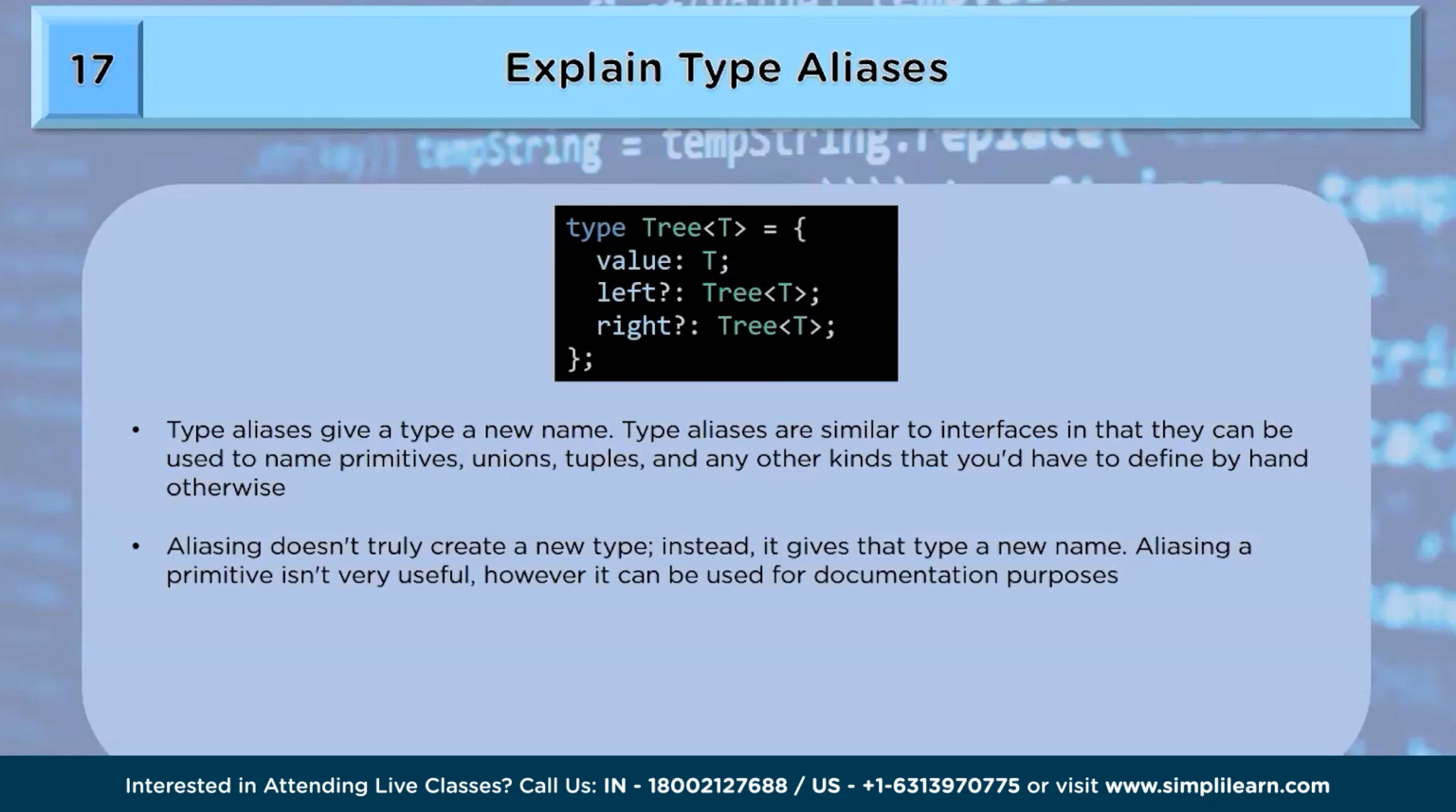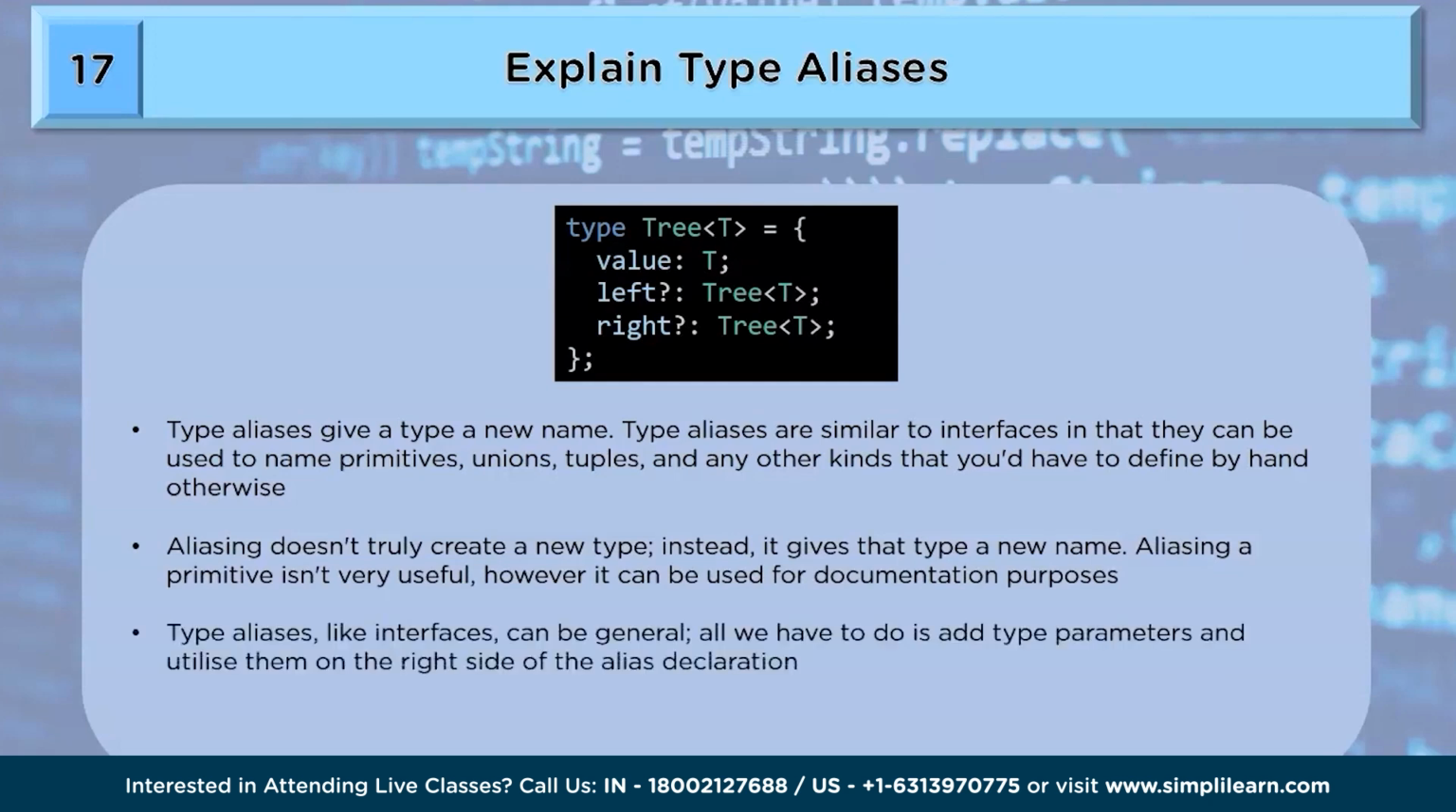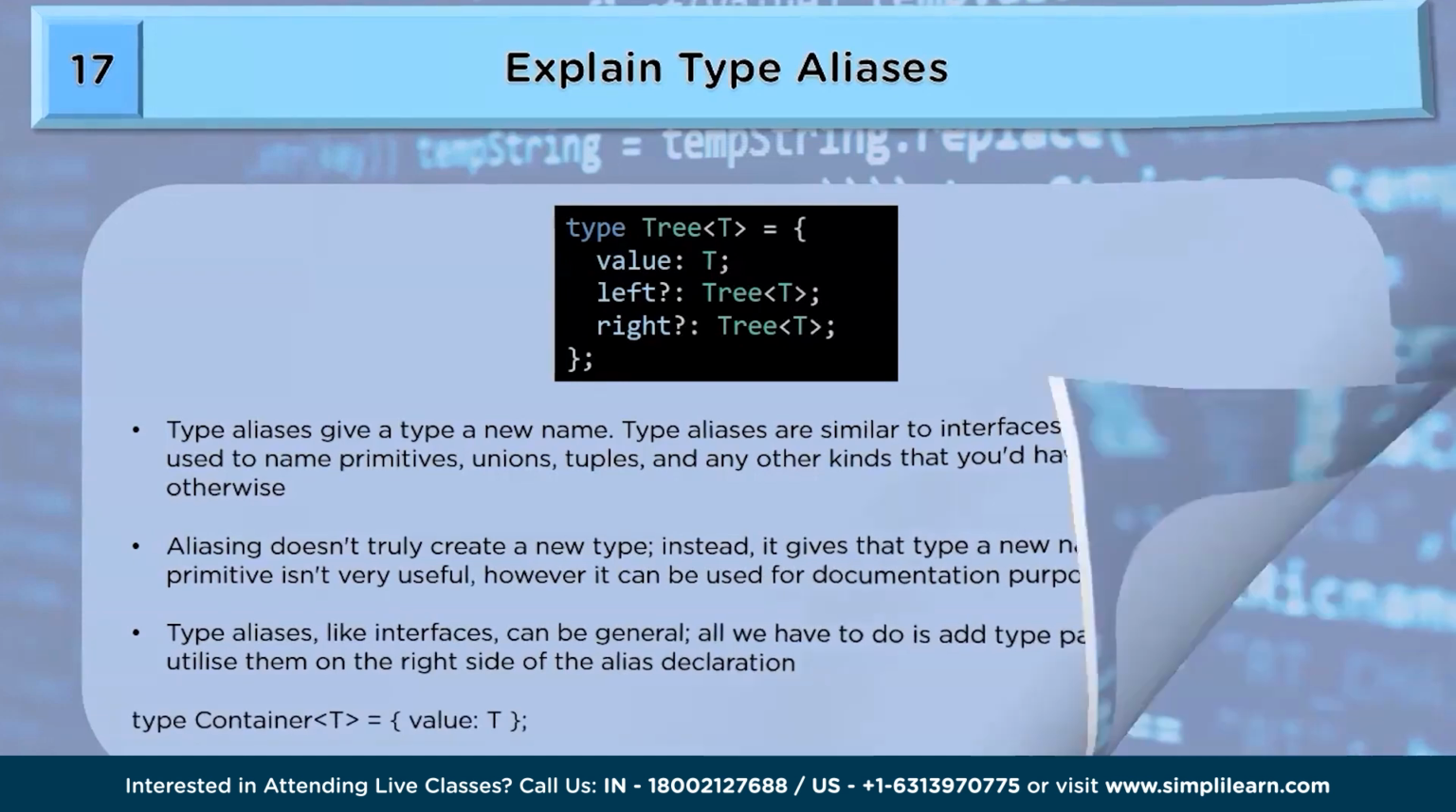Aliasing a primitive isn't very useful. However, it can be used for documentation purposes. Type aliases, like interfaces, can be generic. All we have to do is add type parameters and utilize them on the right side of the alias declaration. Below is the syntax for type aliases.